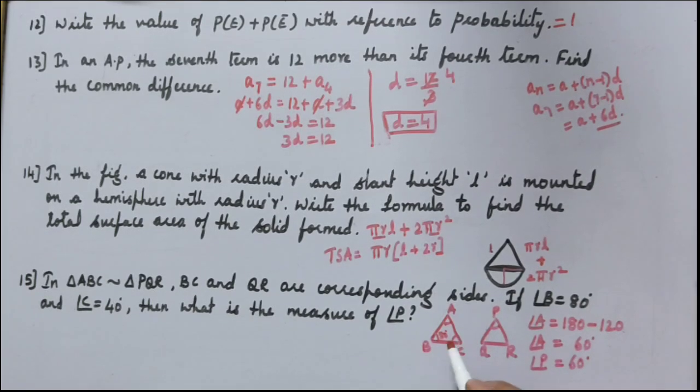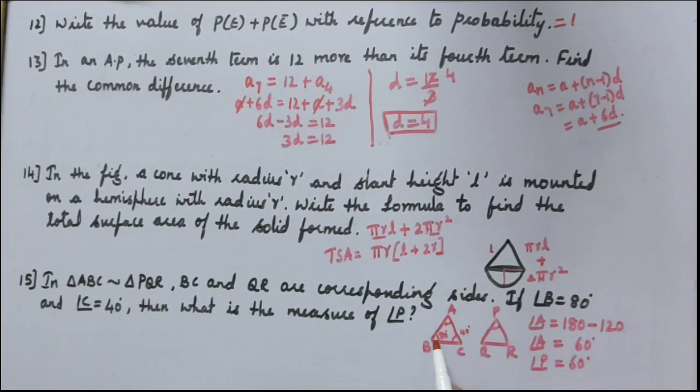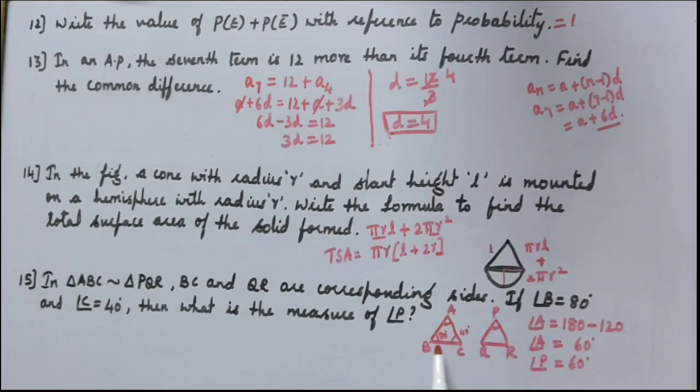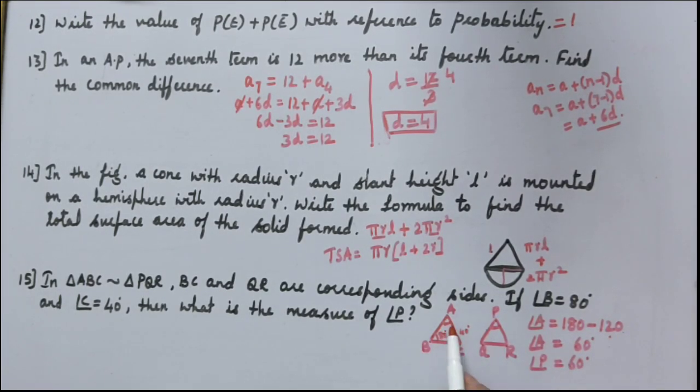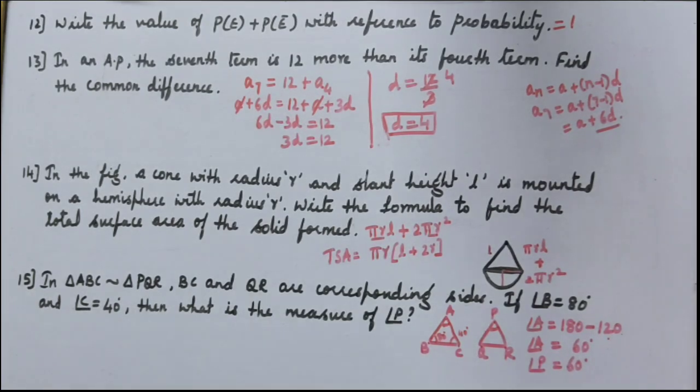I hope this is clear. So we have got this as 80 and this as 40 degrees. Here, corresponding angles are equal. Angle A is equal to angle P, angle B is equal to angle Q, angle C equals angle R. Now these two when we add, we get 120. The sum of the angles of a triangle is 180. 180 minus 120 will be 60 degrees. If angle A is 60, then obviously the corresponding angle will also be 60 degrees. Hope this is clear.